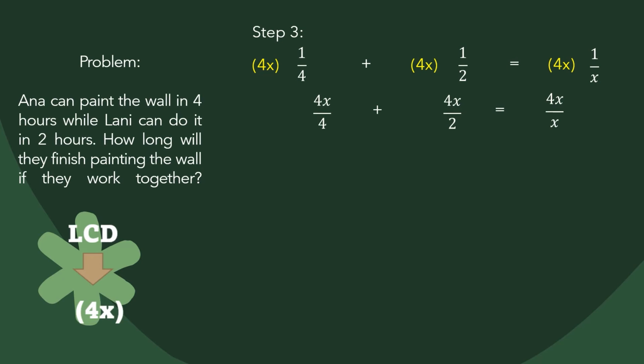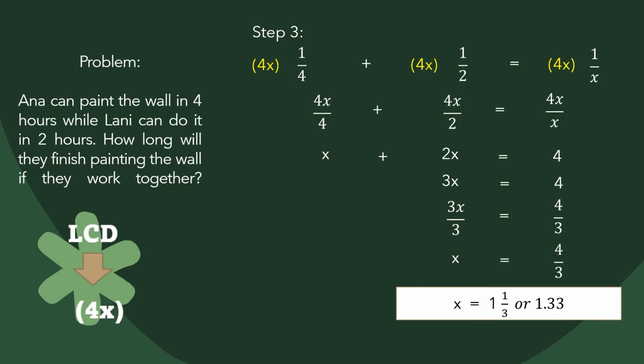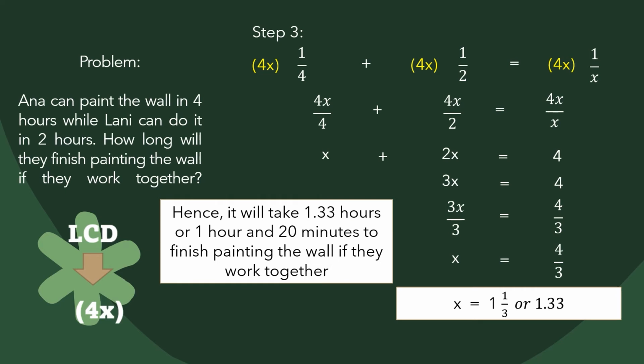Simplifying, we have 4x divided by 4 is x. 4x divided by 2 is 2x. 4x divided by x is 4. Combining similar terms, we have x plus 2x is 3x. Bring down 4. Dividing both sides by 3, x now is equal to 4 over 3, or x is equal to 1 1/3 or 1.33. Hence, it will take 1.33 hours or 1 hour and 20 minutes to finish painting the wall if they work together.